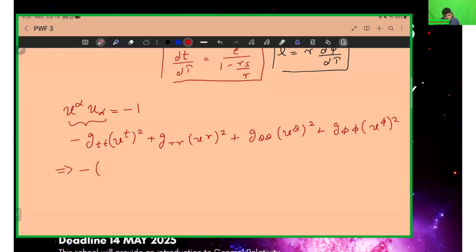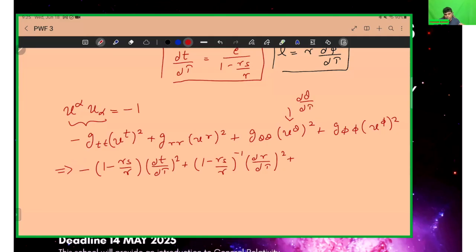It becomes, for Schwarzschild geometry, minus (1 minus rs over r) times (dt over d tau) squared, where u^t is just dt over d tau, plus the term with (dr over d tau) squared. Now, the next would be d theta over d tau, but as we showed using the symmetry argument, theta doesn't change, so you can just drop this term. And the phi term is r squared times sine squared theta, but theta is always taken to be pi over 2, so sine squared theta is just 1, and you have r squared times (d phi over d tau) squared. It should be equal to -1.